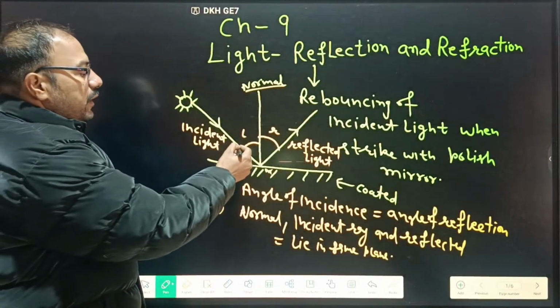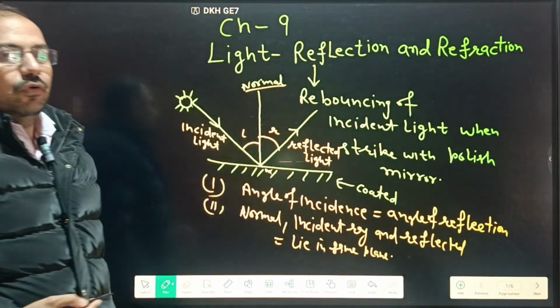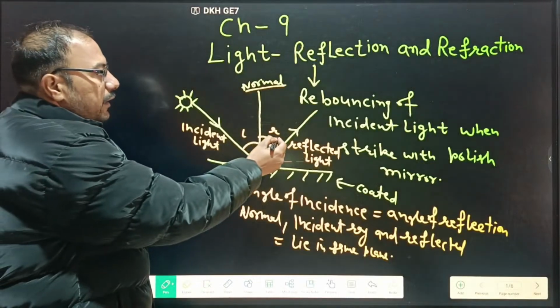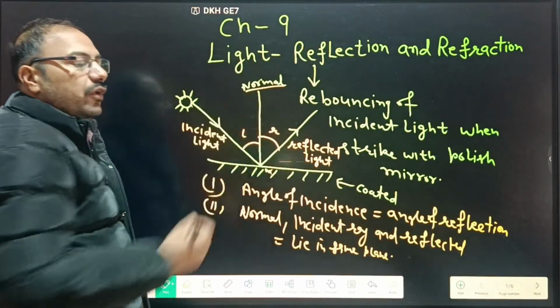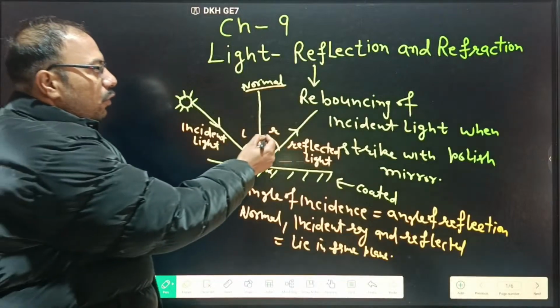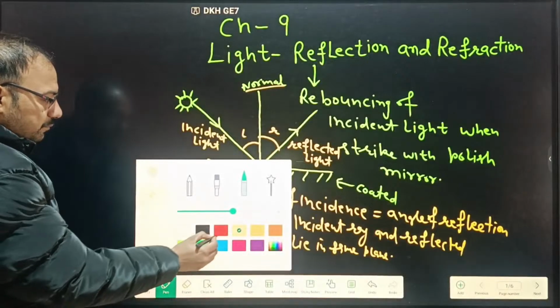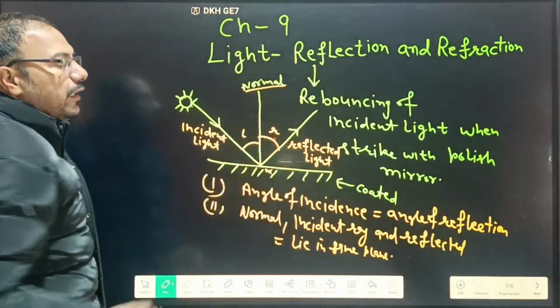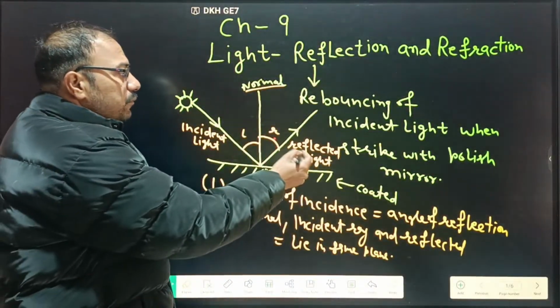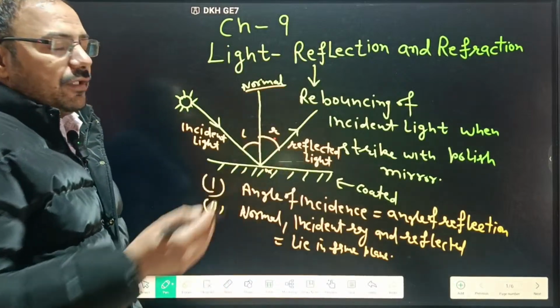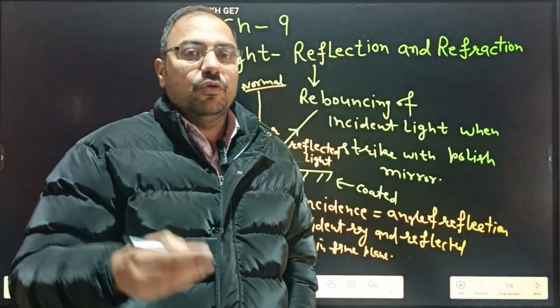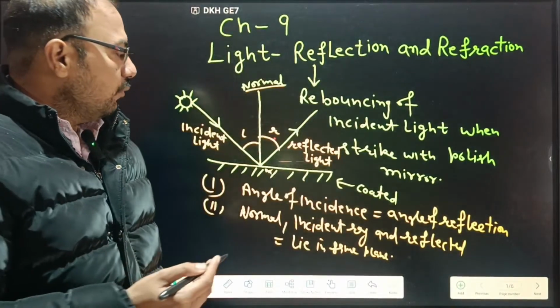Here this makes angle I. This angle is known as the angle of incidence, and the angle between the normal and the reflected light is known as the angle of reflection. So we can define reflection as the phenomenon of rebouncing of light when it strikes an object.